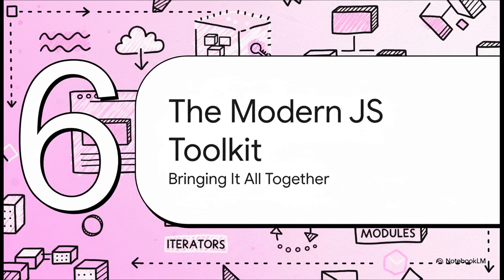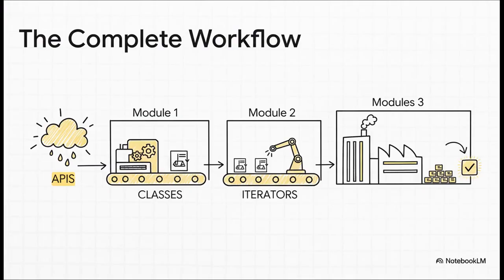Okay, let's bring it all home. Let's see how these four concepts come together to form the complete toolkit for building modern, professional JavaScript applications. It's really a complete workflow when you think about it. APIs, like fetch, go out and retrieve the data. Classes give you the blueprints to manage that data's logic and its state. Iterators and generators give you an efficient way to process all that data, especially if it's a huge stream. And finally, modules provide the organizational backbone that keeps your entire code base clean, scalable, and professional.